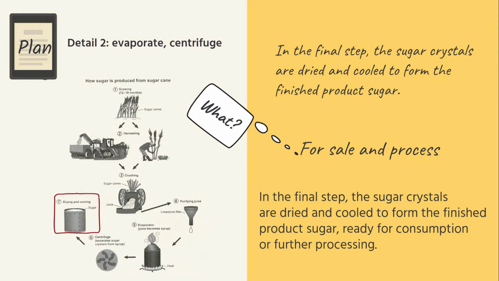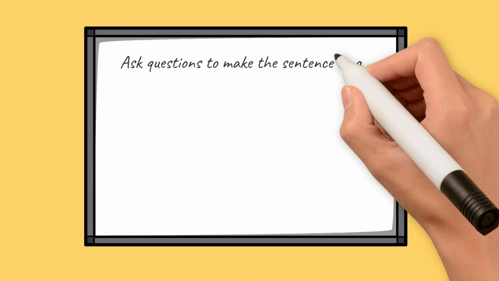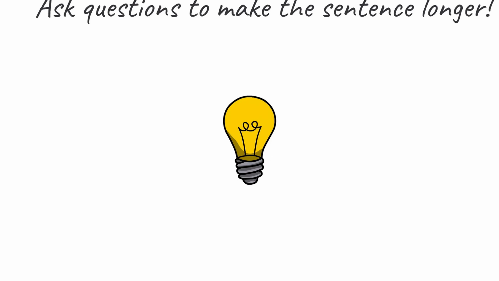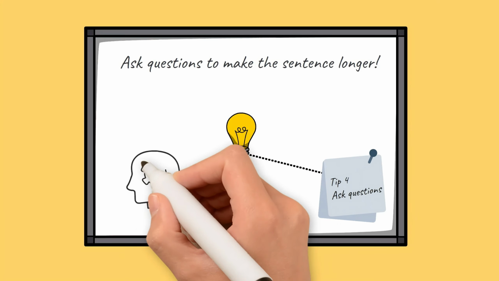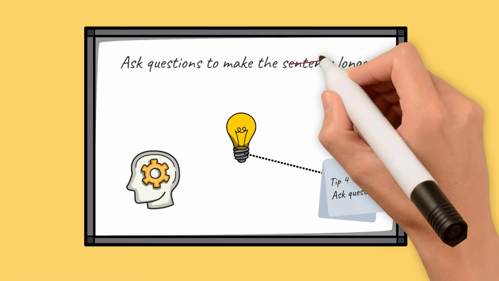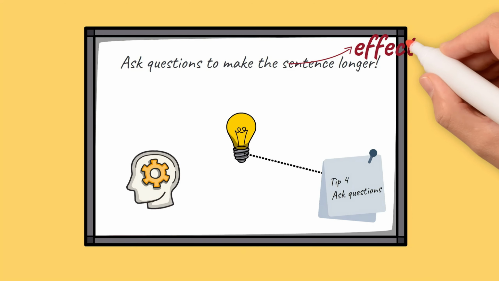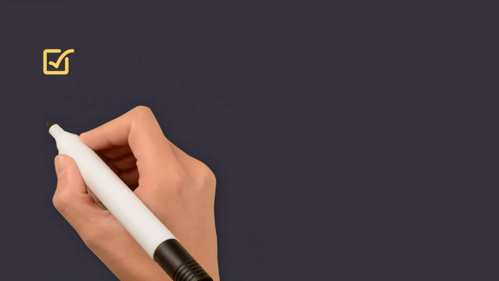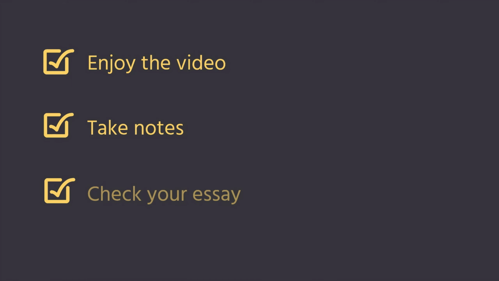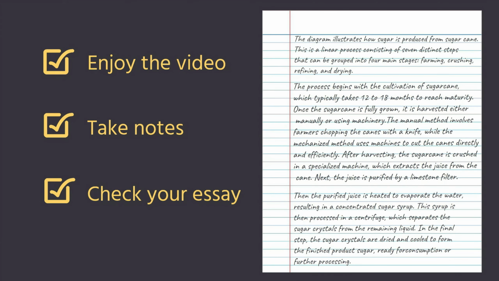Now, tip 4. The magic of writing longer sentences is asking yourself questions. Questions can help you think deeply. Remember, complex sentences are the effect, while thinking is the cause. To master today's techniques and tips, watch the video, take notes, and then review your own essay. Check it sentence by sentence. Feel free to leave a comment below.